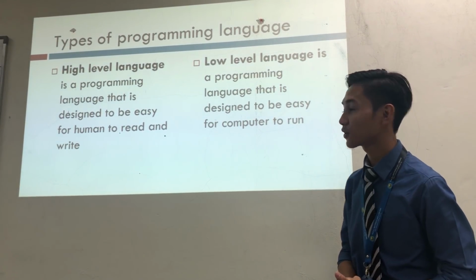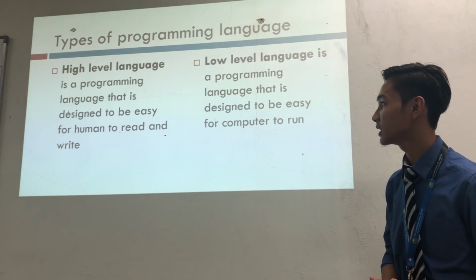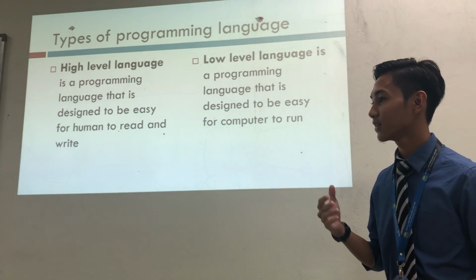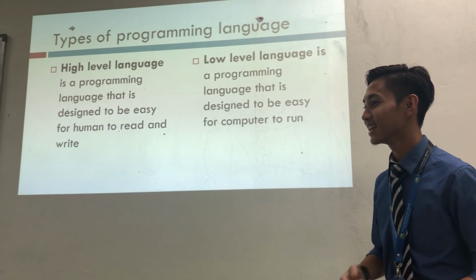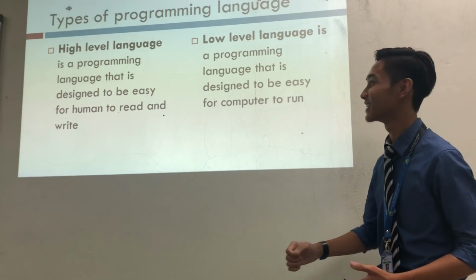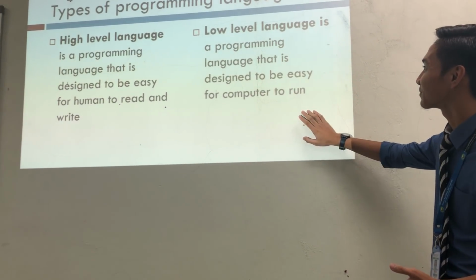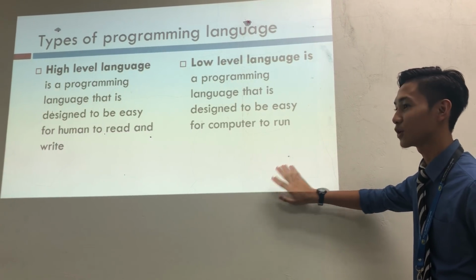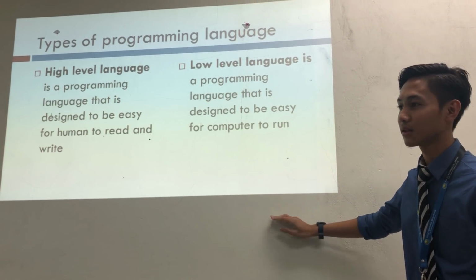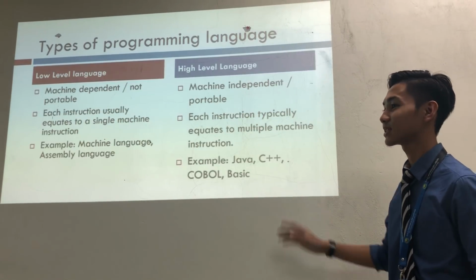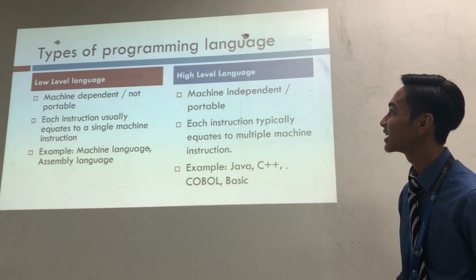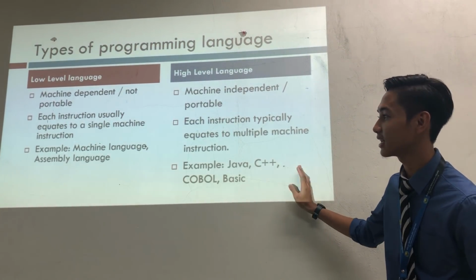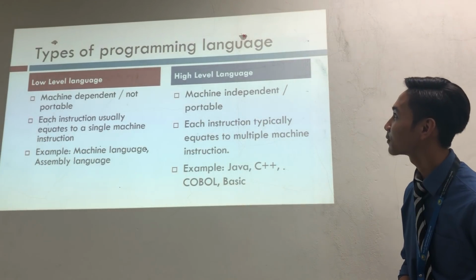High level language is a programming language that is designed to be easy for humans to read and write. So basically, it is an easier way to communicate with the computer. Low level language is a programming language that is designed to be easy for the computer to run, but it is hard for humans to read. Later I will explain why. So this is the difference between the types of programming language.